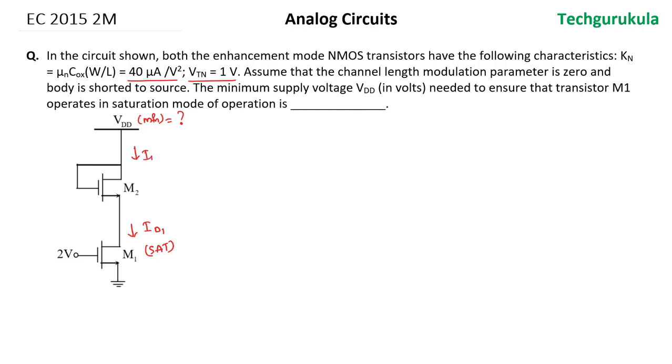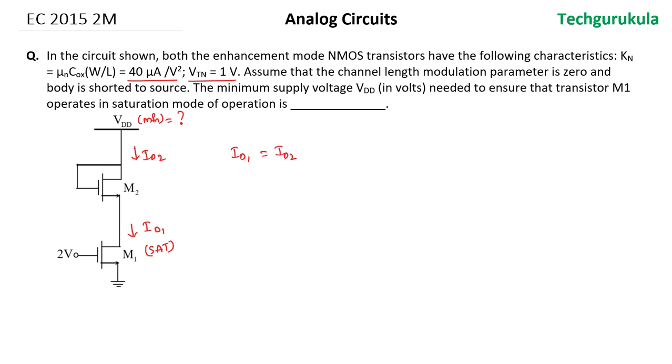The moment some current flows through M2, which indicates that the voltage across it is greater than threshold voltage, because a diode connected MOSFET is always in saturation region if the voltage across it is greater than threshold voltage. If M1 is going to be in saturation, M2 obviously is also in saturation, and the currents flowing through them, as we know, should be equal.